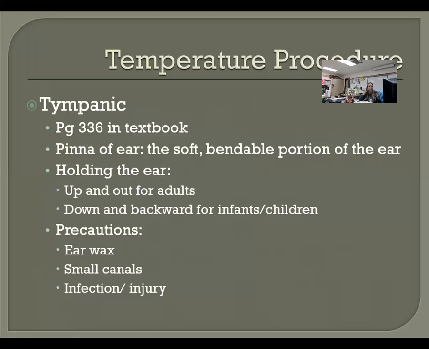Let's see, other precautions. If they have a lot of earwax, the thermometer is not going to be able to see the eardrum, and it's not going to get a read very well, because it's going to be obstructed. The same thing with small ear canals. Unless you get it right on, it doesn't touch the eardrum, but it needs to be pointing at it. And of course, if they've had infection or injury, those are all things that can skew your results.